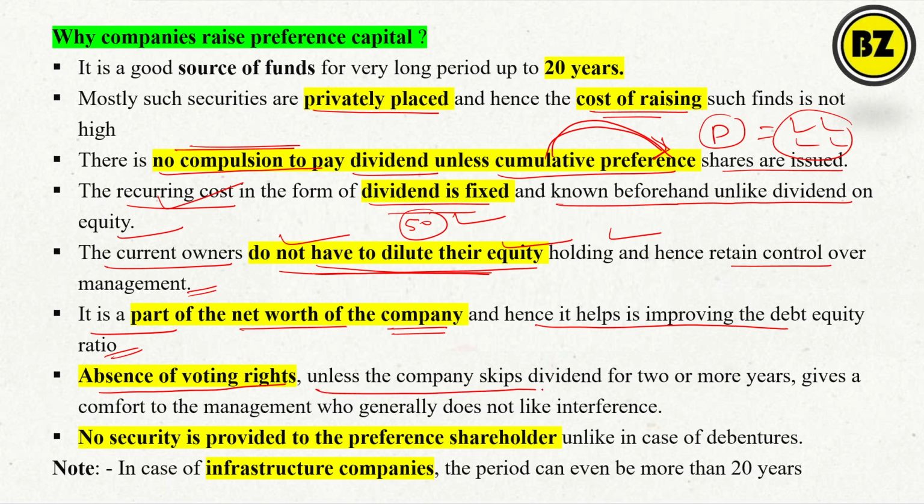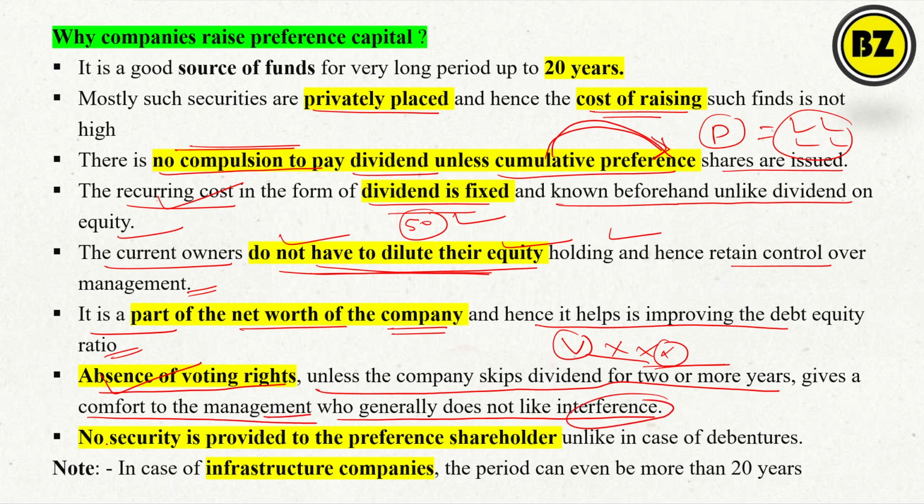Unless the company skips dividend for 2 or more years, there is no voting right. It gives comfort to the management, who generally do not like interference. Obviously, if the dividend is not paid for 2 or more years, then you will get the voting right. That means absence of voting right will be good for the management, they don't like the interference.